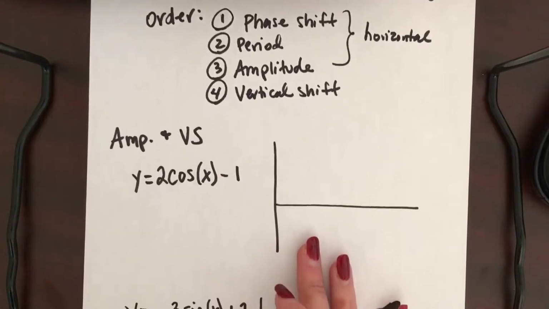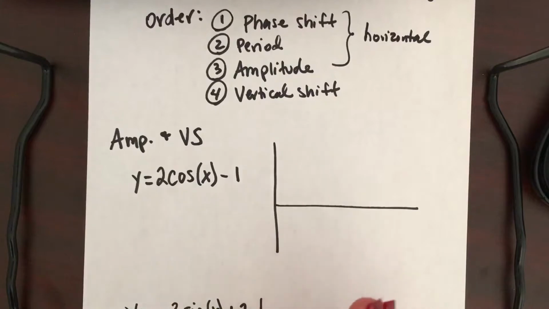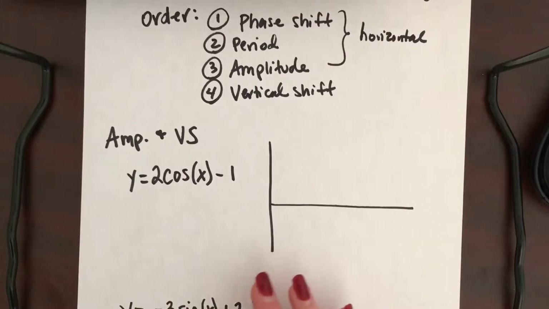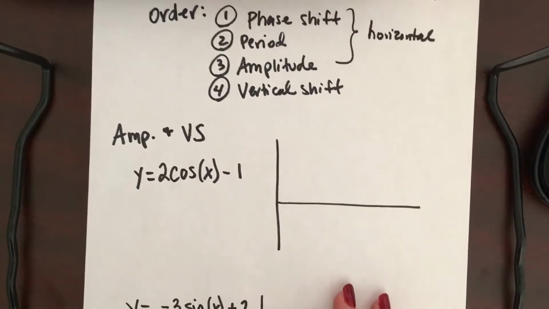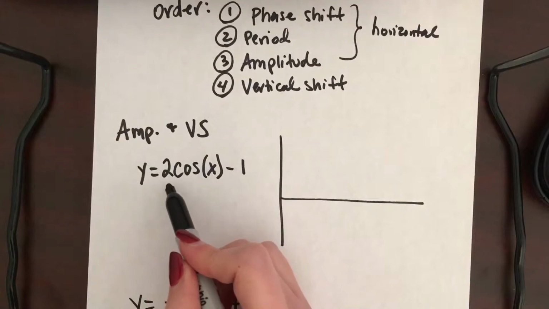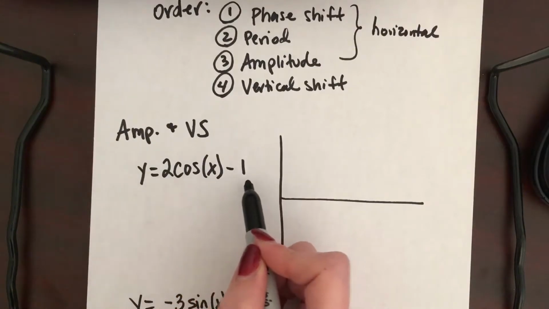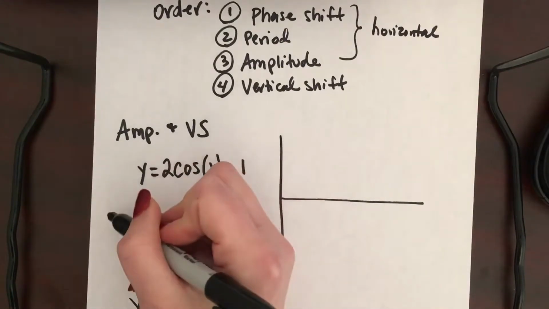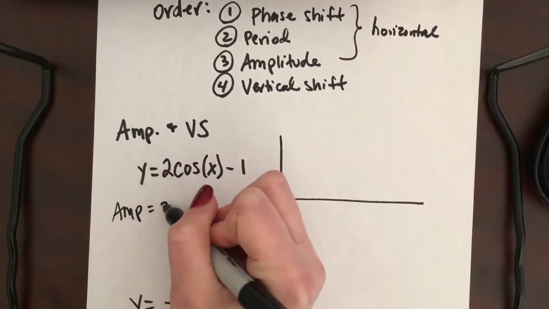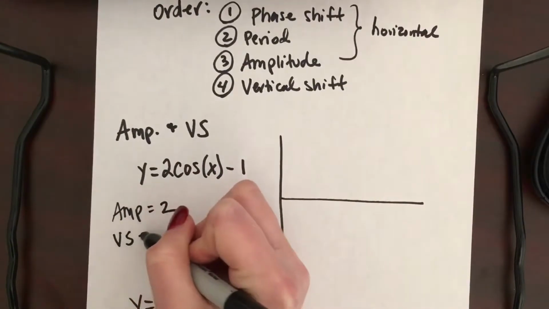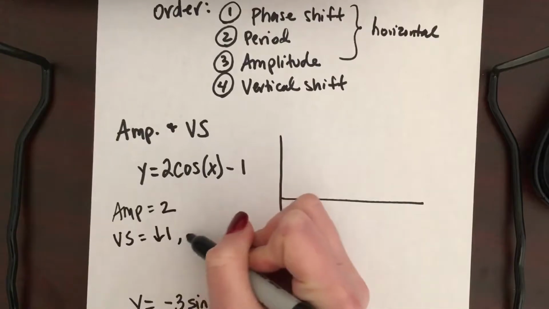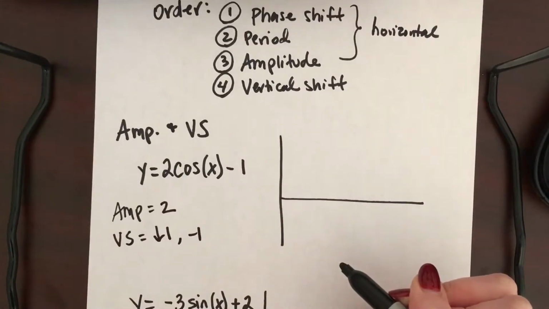Okay, so let's look at a couple, just starting out with only a couple of the transformations, and then we'll add into where there's all of them being changed. So this is all in degrees as well. So first one we have here is going to be y equals 2 times cosine of x minus 1. There's going to be an amplitude of 2. And there's a vertical shift of either down 1 or you could say minus 1, something like that, right?